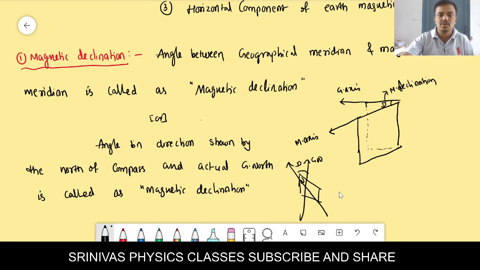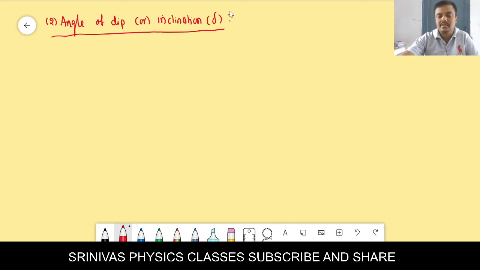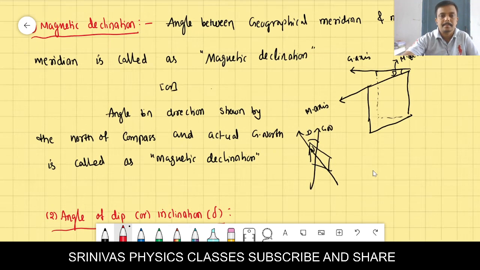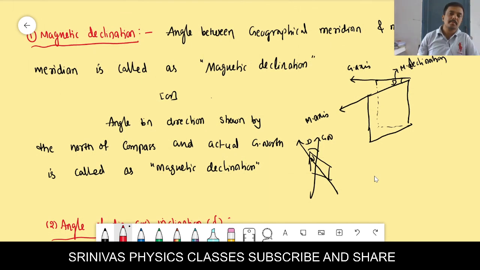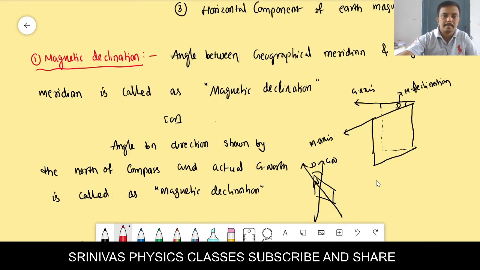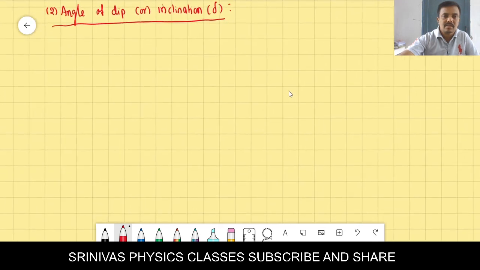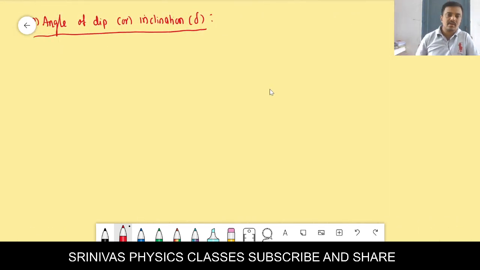Next, the second term. You should know the definitions. The second term is the angle of dip, or inclination. What is the angle of dip or inclination? Okay, it is very simple.